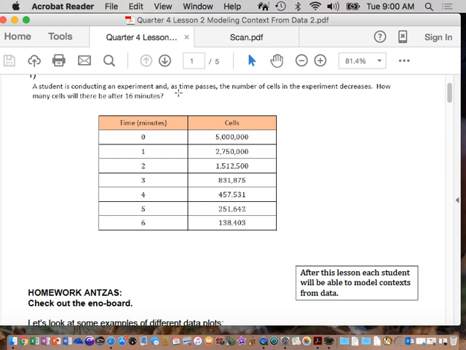It says here, students are conducting an experiment. As time passes, the number of cells in the experiment decreases. How many cells will there be after 16 minutes? As I take a look at this, there's a common ratio here, right? I don't see a common difference. So Anthony, what did you get? I got 638.